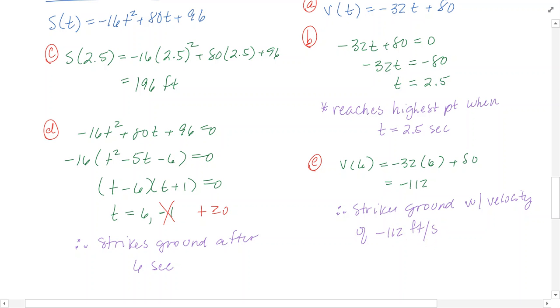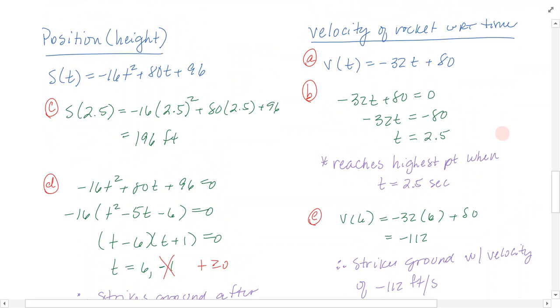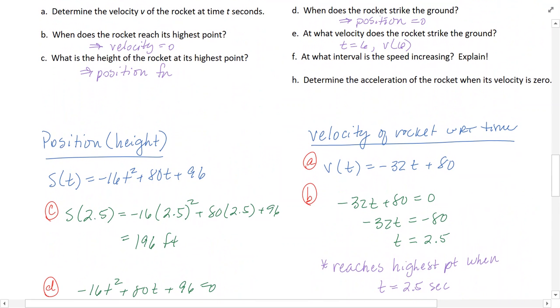Because remember, it's coming back down to the ground. So it can be negative because it had a positive velocity going up, and it has a negative velocity coming down. So on what interval is the speed increasing? Well, this is more of a theoretical question. Don't forget that speed is equal to the absolute value of the velocity. So we're really asking, when is the absolute value of the function increasing?